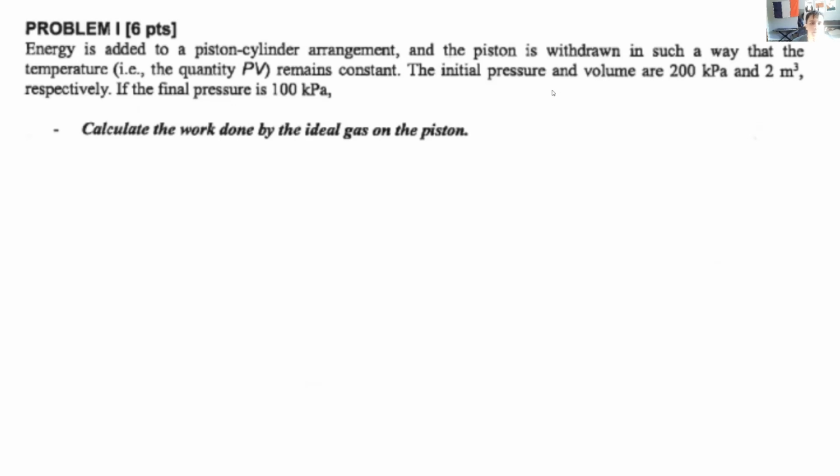Energy is added to a piston cylinder arrangement, and the piston is withdrawn in such a way that the temperature, the quantity pressure times volume, remains constant. So we're in an isothermal process. The initial pressure and volume are 200 kilopascal and 2 meters cubed, respectively, and the final pressure is 100 kilopascal. Calculate the work done by the ideal gas on the piston.